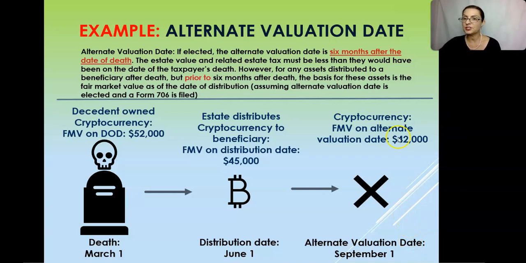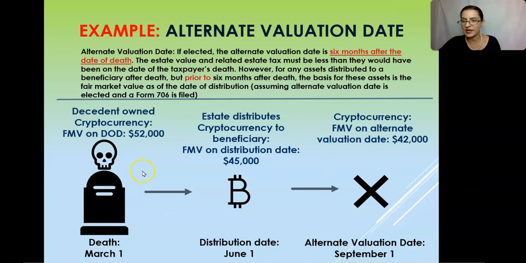So if the executor chooses the alternate valuation date, then the valuation on the estate tax return would be $42,000 rather than $52,000, which means that the estate tax would be less because the value of the asset is less, which is why you would choose the alternate valuation date, or why the executor would. So you would choose the alternate valuation date when the assets are worth less. Okay, and it's 6 months after the date of death to the day.